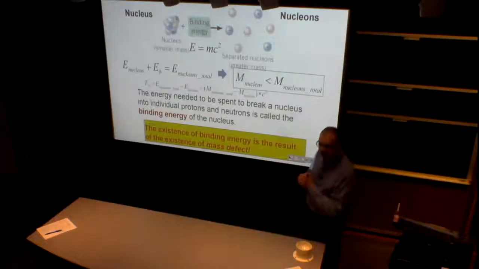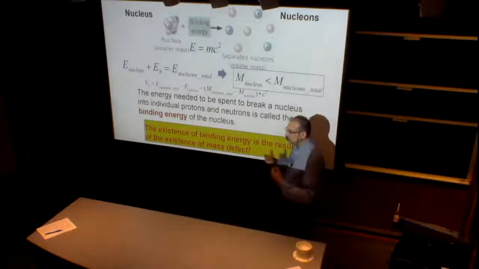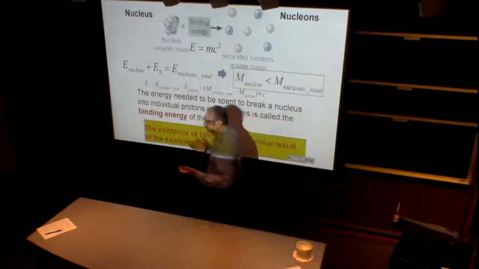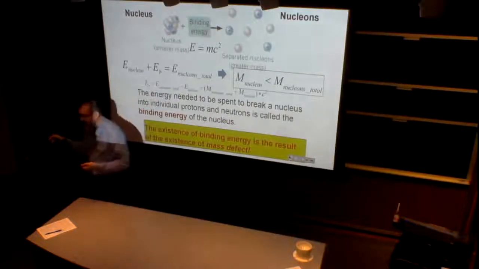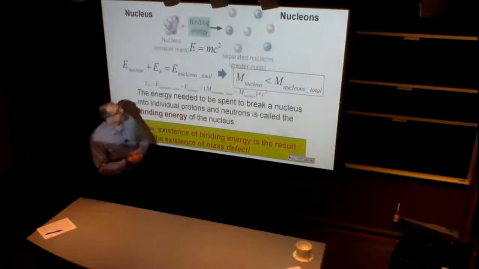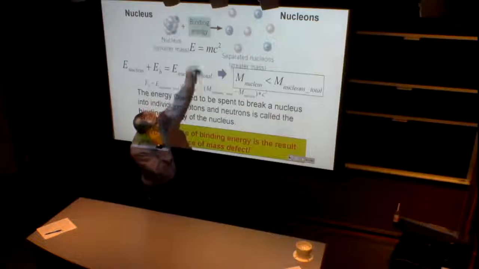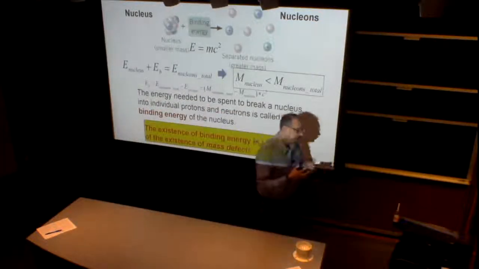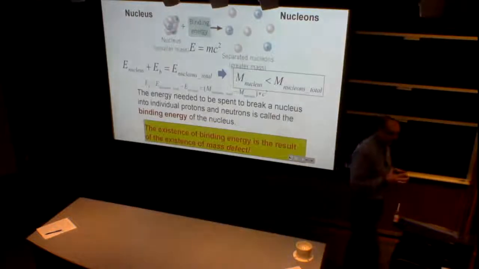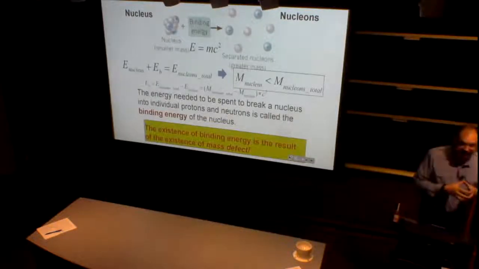What are we going to do to take it apart? We have to do some work. Take one, move away. Take second, proton, neutron, move away. If we do some work, that changes the amount of energy, that changes mass because E equals mc squared. There is an amount of energy which holds nucleons, binds them together. That energy has a name, binding energy.